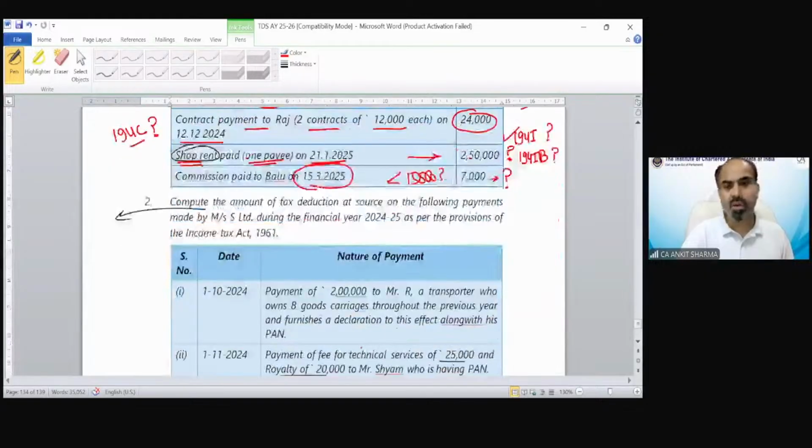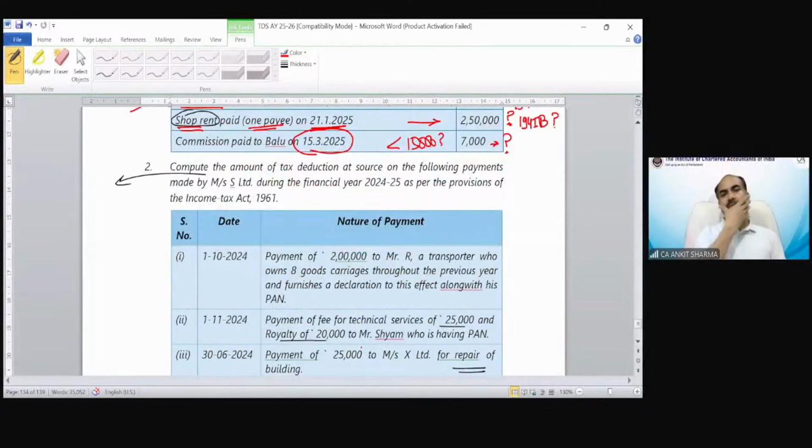Okay, now question number 2. Compute the amount of tax deduction at source on the following payments made by Messrs. The very important thing is to find out who is the payer. S Limited during the financial year 24-25, because it's a company, there is no concept of finding out whether the turnover exceeds 1 crore or not. So in the case of a company, the payer is always going to deduct the TDS if it exceeds the specific limit.